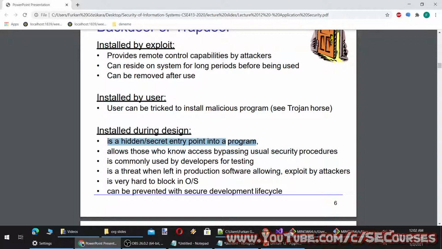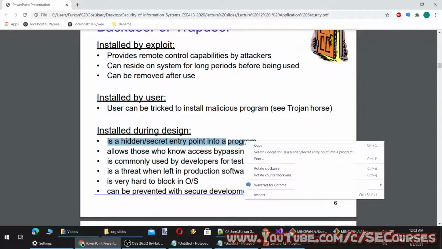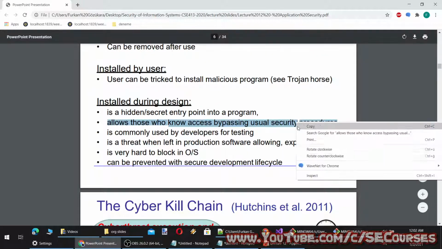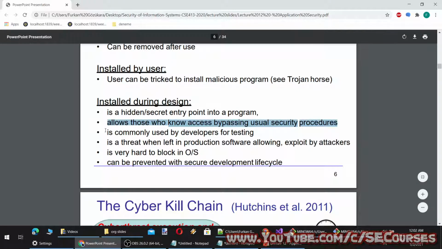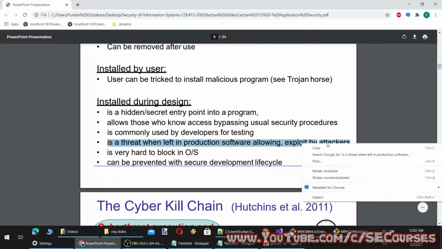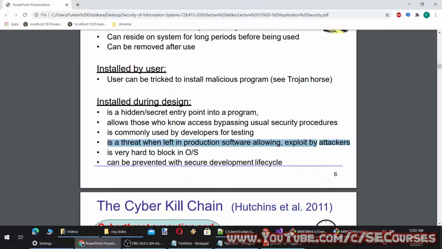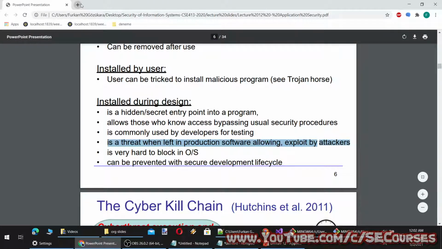Installed during design. Is a hidden, secret entry point into a program. Allows those who know access bypassing usual security procedures. Is commonly used by developers for testing. Is a threat when left in production software allowing exploit by attackers. This is why Apple never agrees to leave a backdoor for the FBI and such.